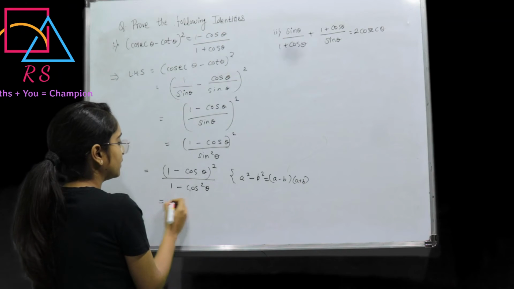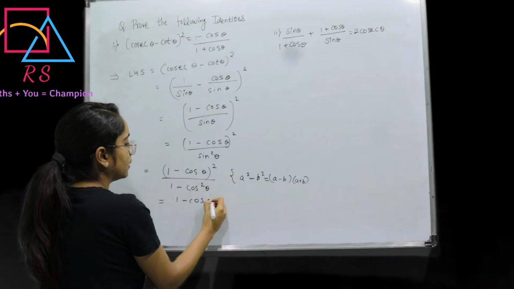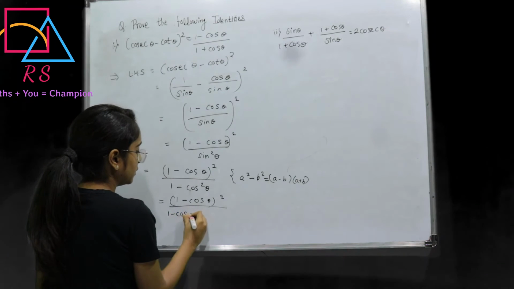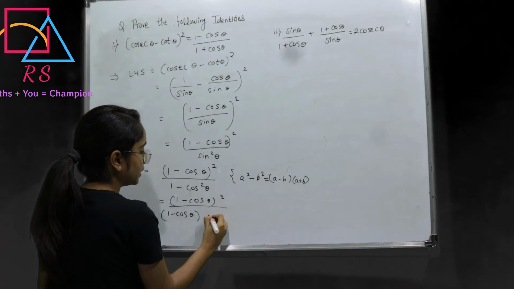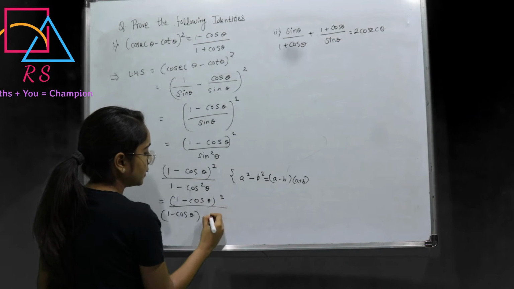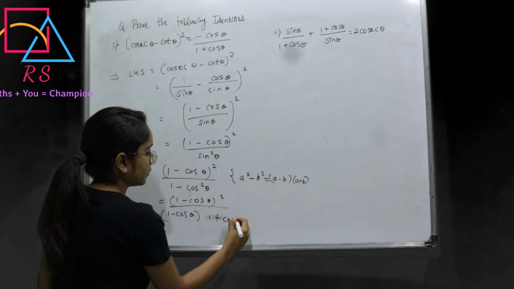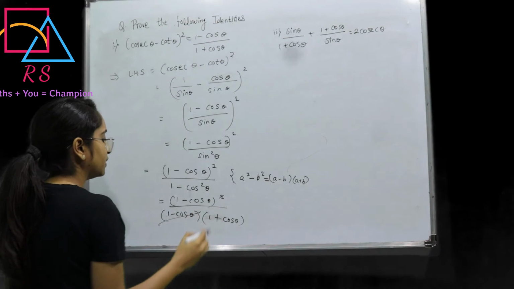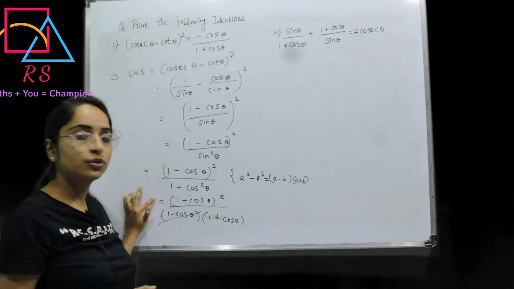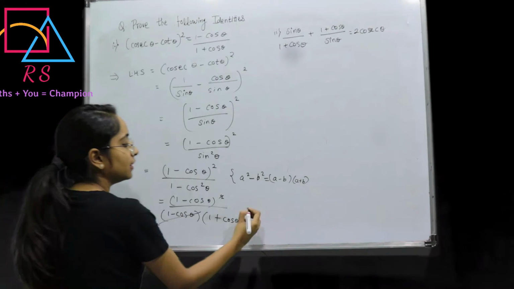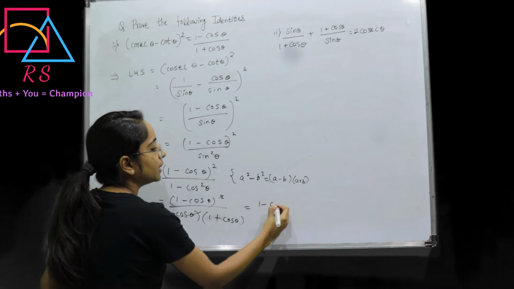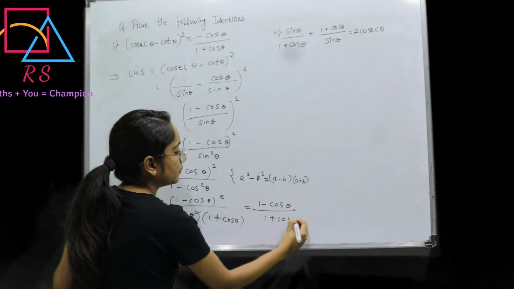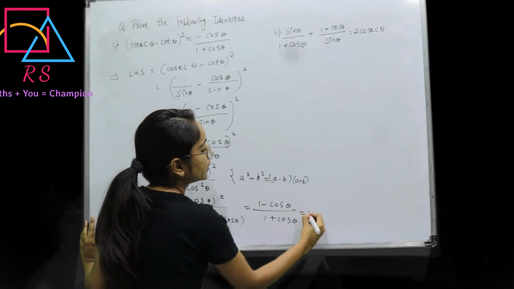I'll be using this here: 1 minus cos theta whole square. The numerator will remain the same, and the denominator I'll further simplify as 1 minus cos theta, 1 plus cos theta. Here 1 minus cos theta is present in both numerator and denominator, so it will get cancelled, and the remaining value is 1 minus cos theta upon 1 plus cos theta, which is equal to the RHS.